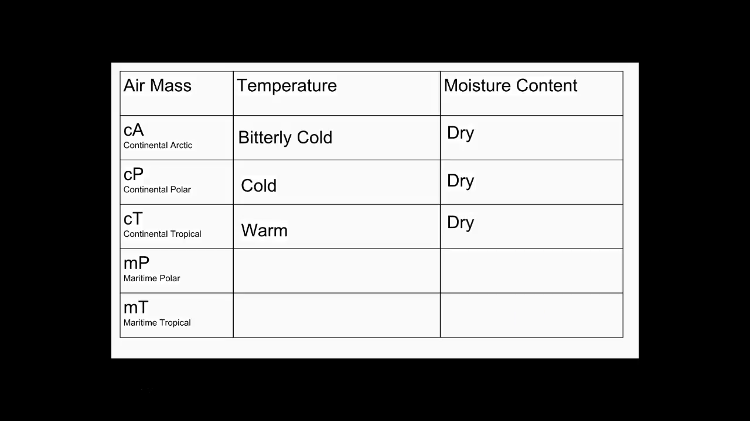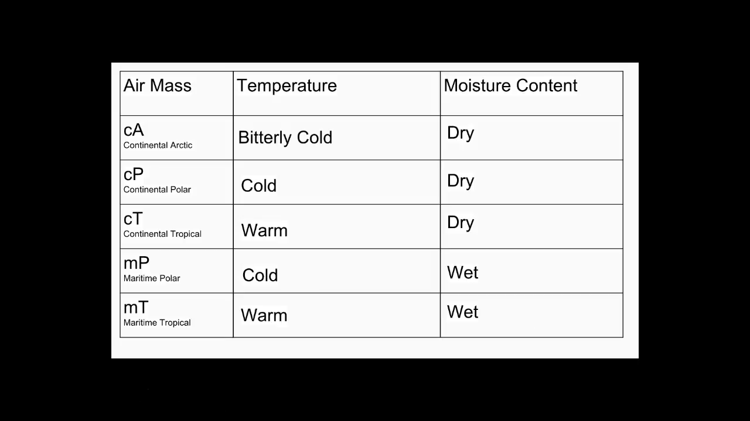Maritime polar, a polar air mass would be cold, and the moisture content would be wet since it formed over water, or as a maritime air mass. Maritime tropical air mass would be warm and wet. So now you have the characteristics of the various air masses, and what the letters stand for.